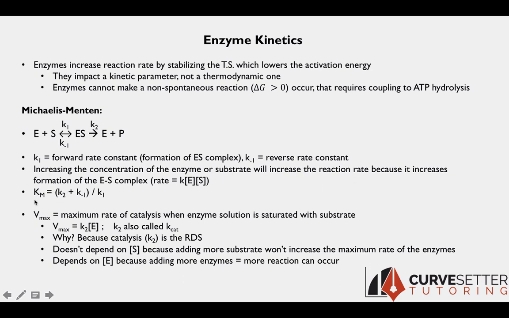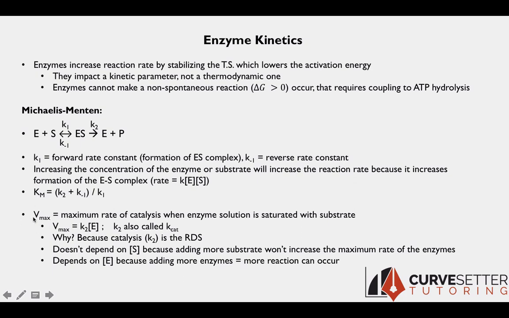Now the Michaelis-Menten constant, there's some algebra behind its formation, but just know it's a constant for a specific enzyme, and it's equal to K2, also known as Kcat, plus K negative 1, divided by K1. We'll talk a lot about that on the next slide. I'm just introducing some terms now.